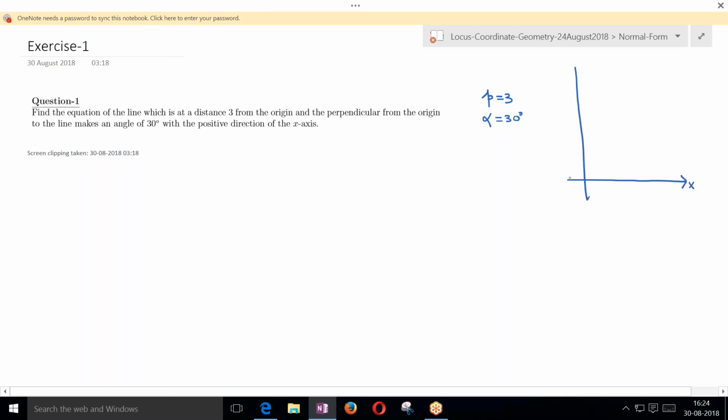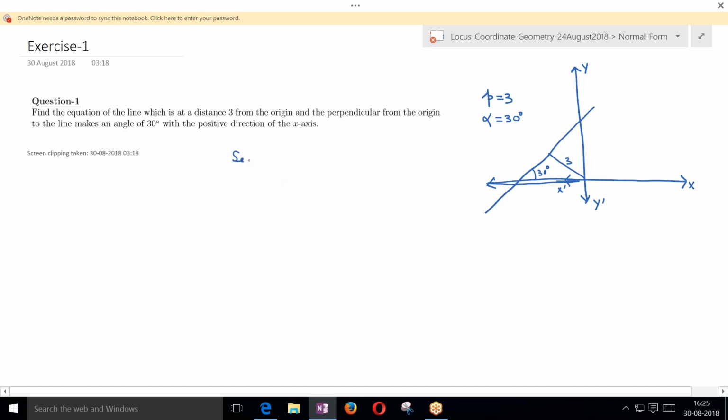Still, just for the sake of clear understanding, if we need to visualize, we can draw it. It makes an angle 30 degree with the positive x-axis, so the straight line will be something like this. We need to extend the x-axis like this. So this is 30 degree, and this perpendicular length is equal to 3 units.